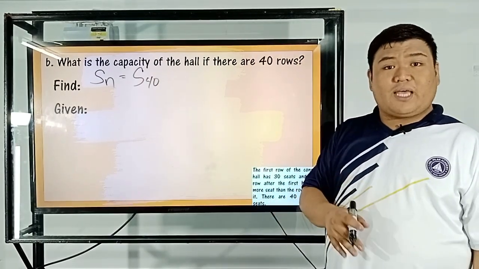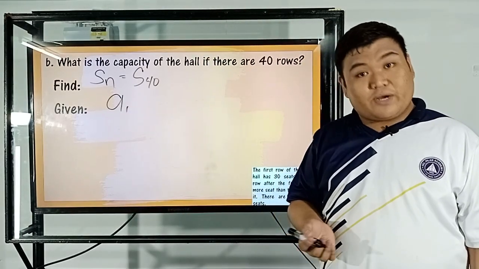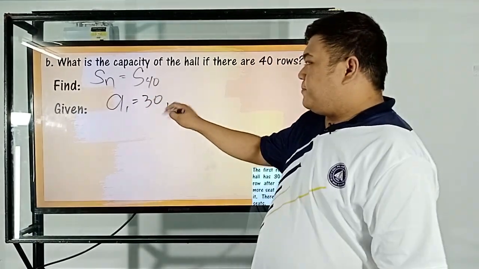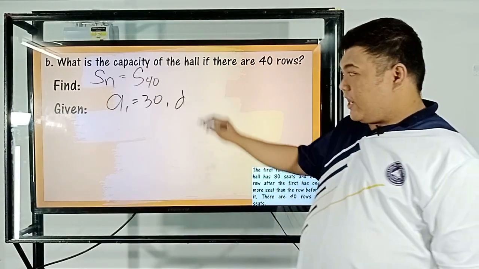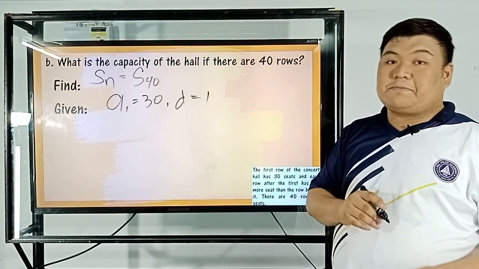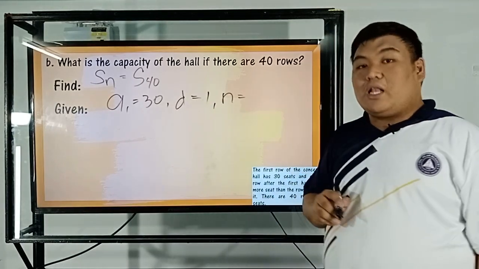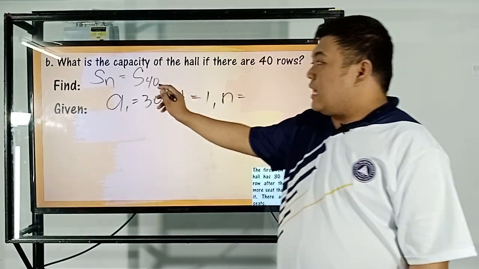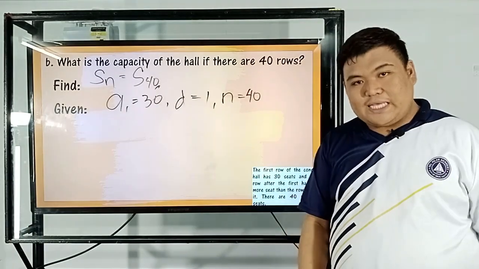Yun pa rin naman yung given kanina. Still, hindi po nagbabago. Ano yung first term kanina? Ilan yung upuan sa first row? There are 30 seats. Next, ano yung common difference kanina? Nadadagdagan ng isang upuan. So therefore, may common difference tayo pa rin na 1. Ang mababago lang po is the value of n. Kasi ilang rows na yung kailangan natin kuhanin? Hanggang 40th row. So the value of n will be 40.